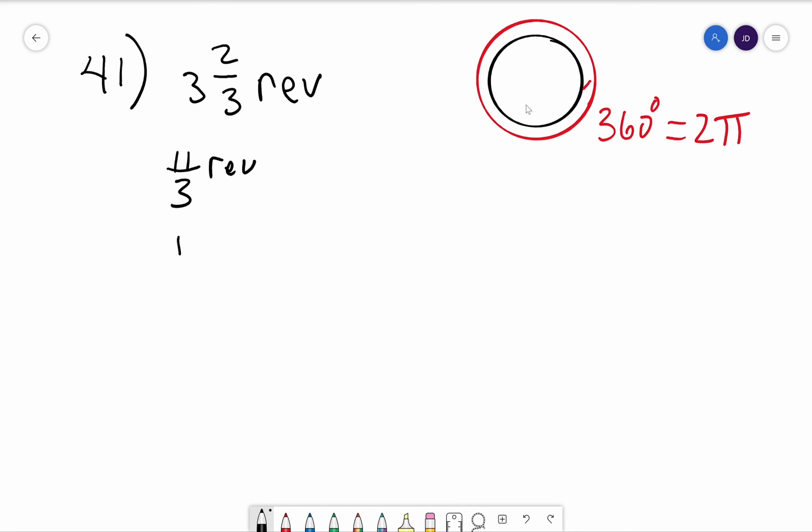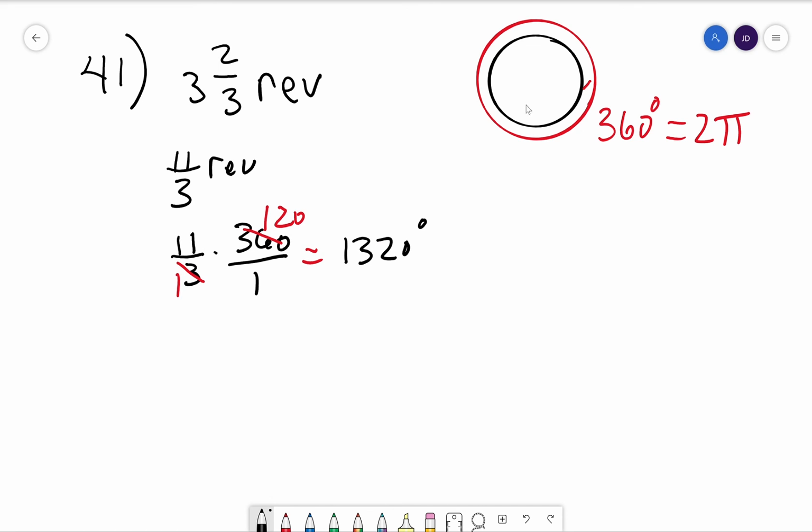So now I'm just going to take 11/3 times 360 over 1. Now I'm going to cancel: 3 goes in once, 3 goes in 120 times. So now I got 11 times 120, which is 1200 plus 120, and that is going to equal 1320 degrees. How easy was that? It was cake. Let's go down to your last section.